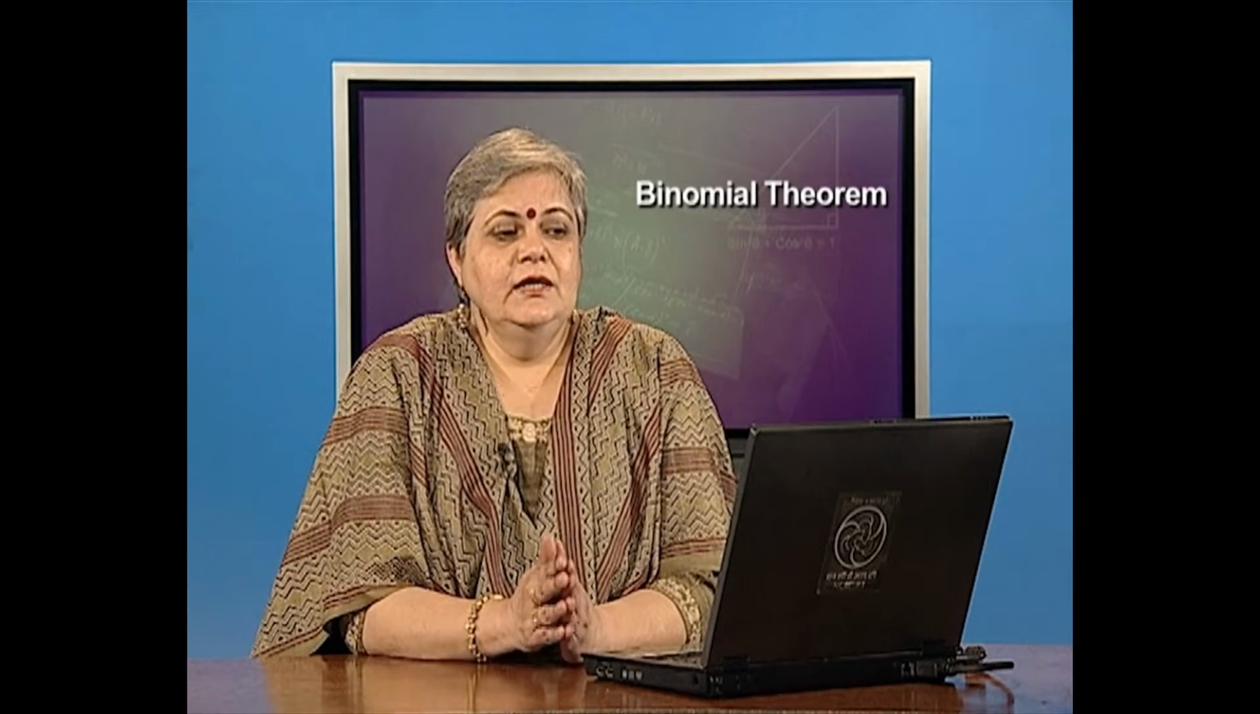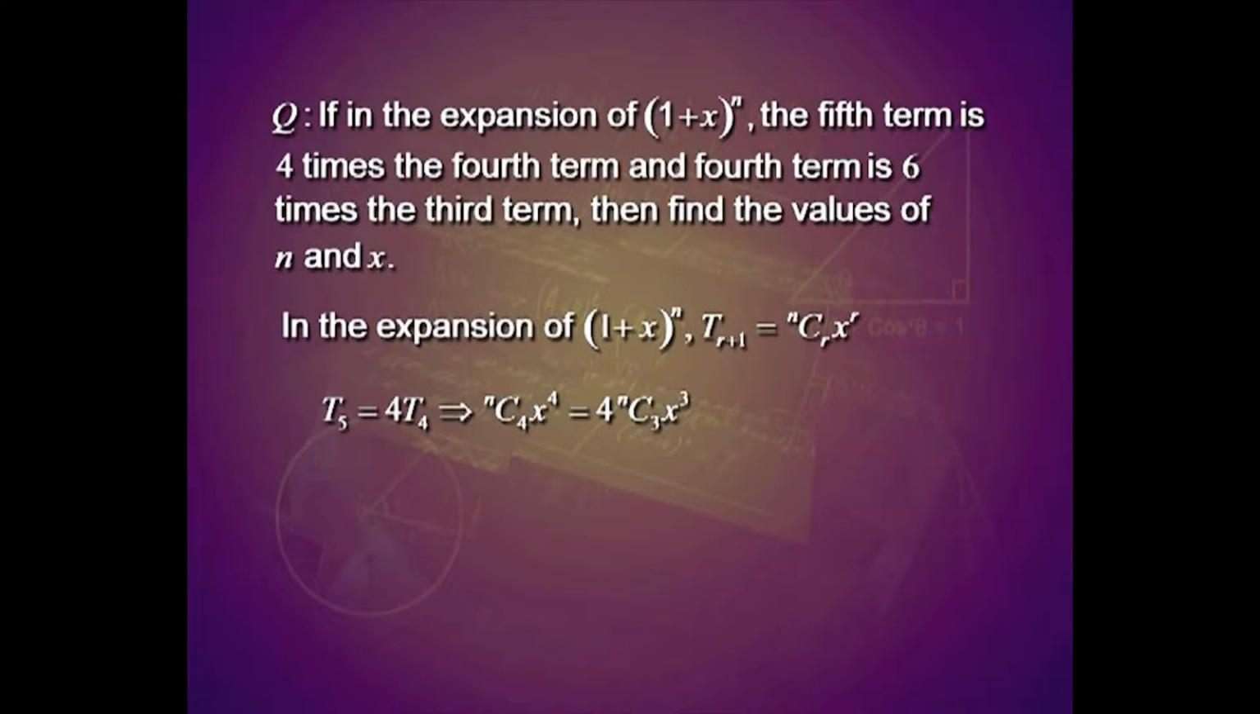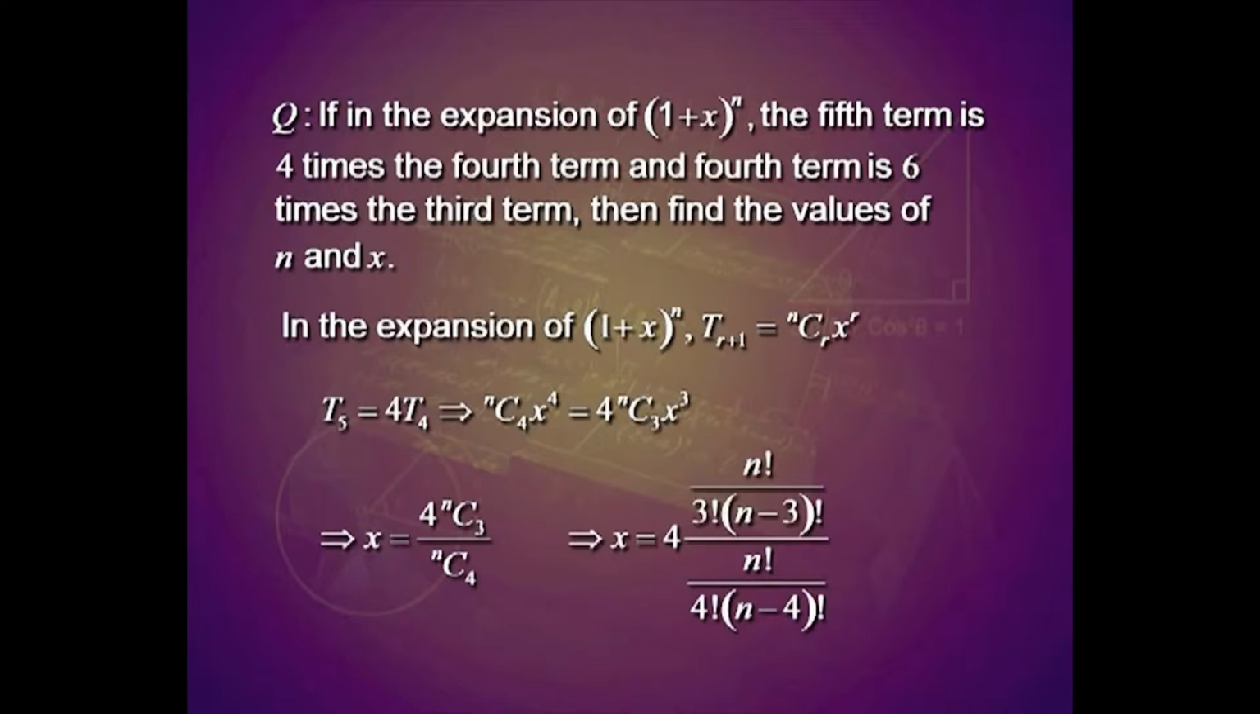Start by interpreting the first condition, which says that the fifth term is 4 times the fourth term, and also we are talking about (1 plus x) to the power n. Therefore, the fifth term will be nothing but NC4 x to the power 4. 4 times the fourth term is nothing but NC3 x cubed. So, from here I get x to be equal to 4 times NC3 divided by NC4.